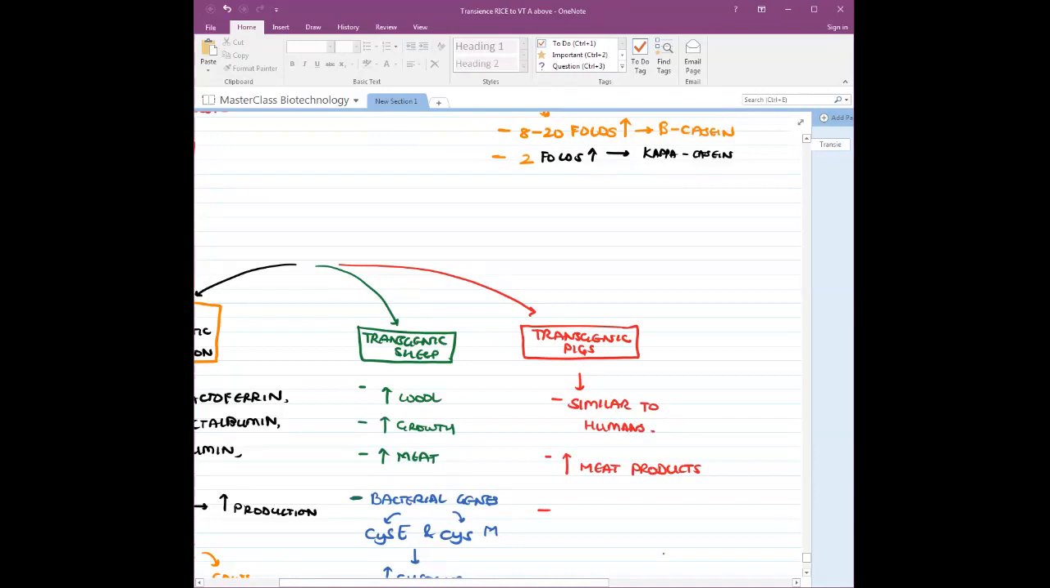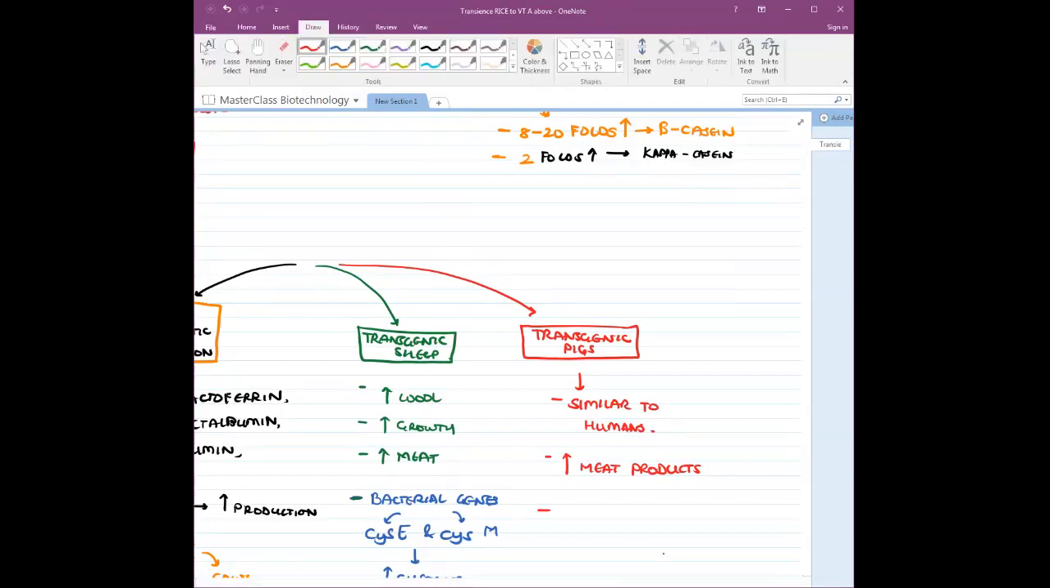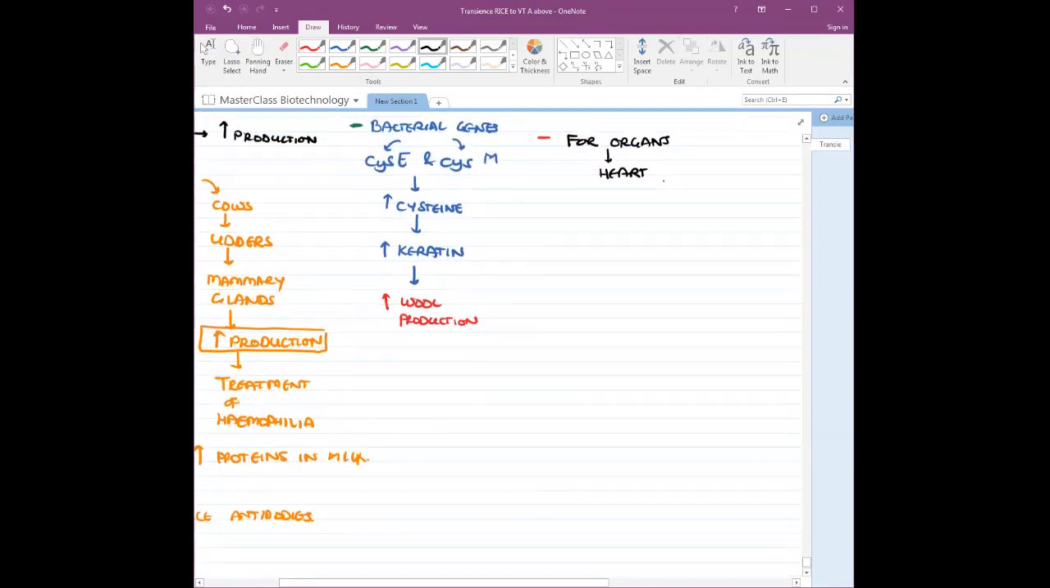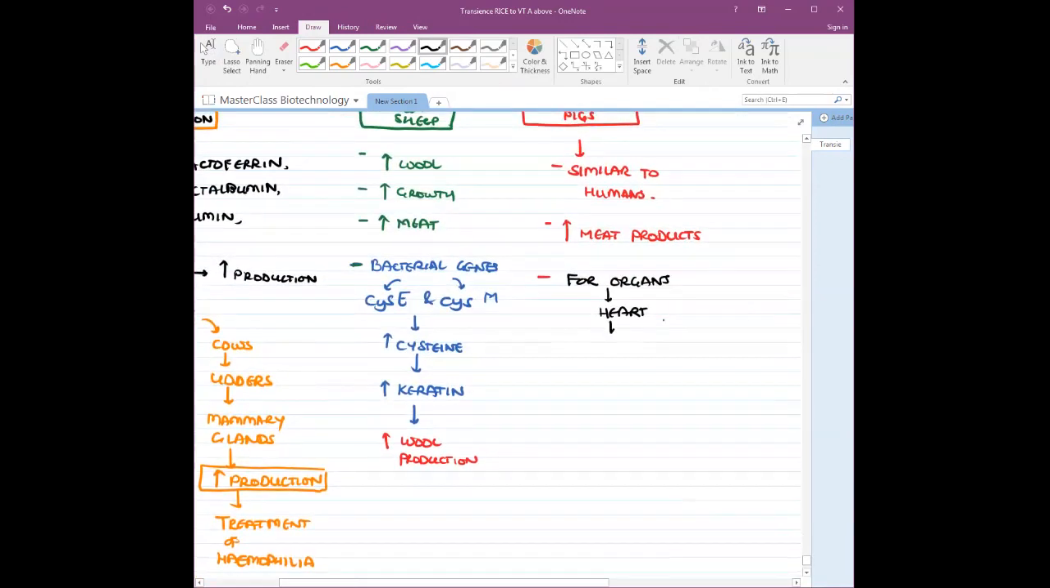But now the second thing: we're going to use it for xenografting. So we will use them for developing organs. For example, if we look at the heart and its walls, we can generate heart walls in pigs, and these walls can later be used to treat humans. This is also possible, guys. Okay, so this is transgenic pigs.